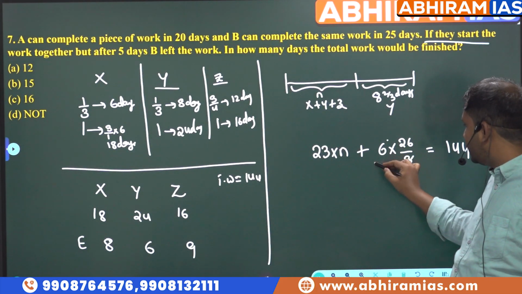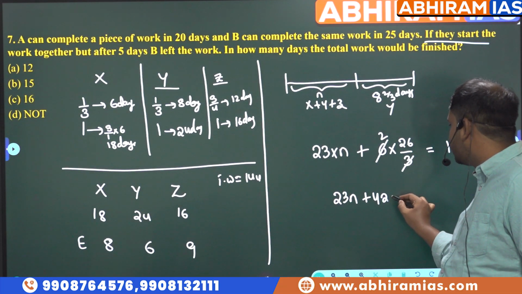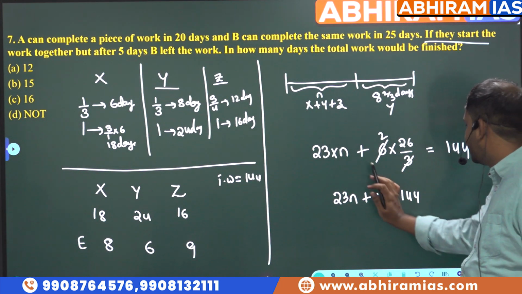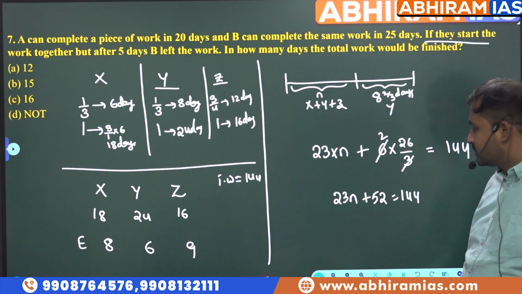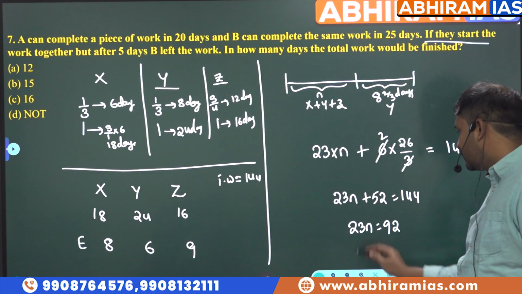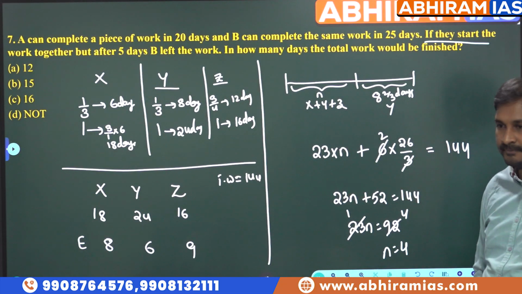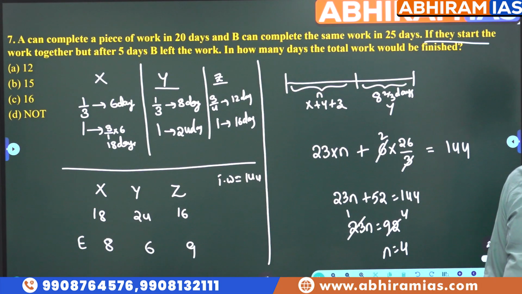3 1s, 3 2s. So 23n plus 42 is equal to 144. Sorry, 52. 2 into 26 is 52. So now 23n will become what for me? 92. 23 ones, 23 fours. So n is equal to 4. This is the answer. This question was asked last year.